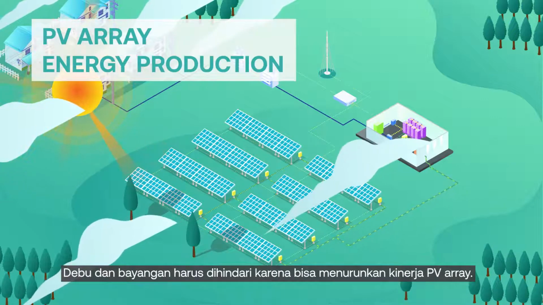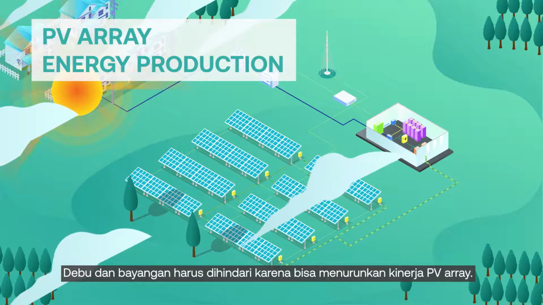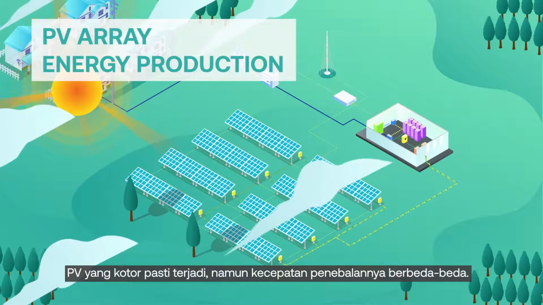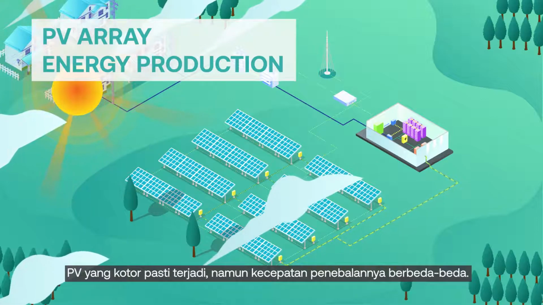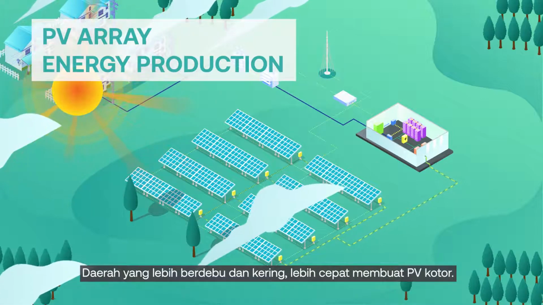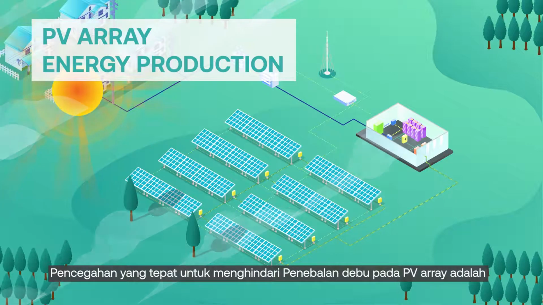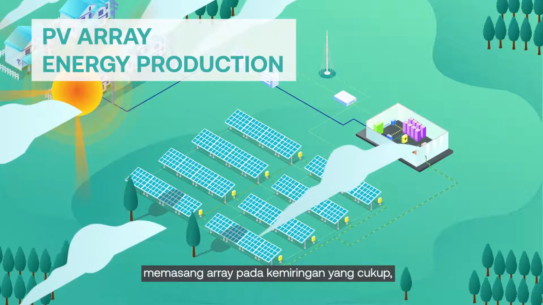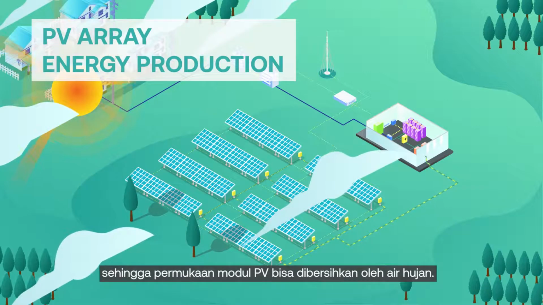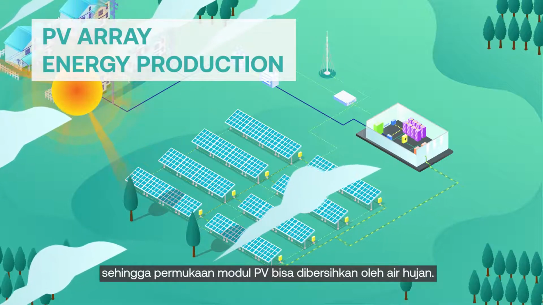Soiling and shading must also be avoided, as they will decrease the performance of the PV array. Soiling certainly happens. It has varying degrees of thickening speed. The dustier and drier an area is, the faster the soiling. A proper mitigation to avoid soiling when installing a PV array is to install the array at a sufficient slope so that the surface of the PV module can be cleaned by rainwater.